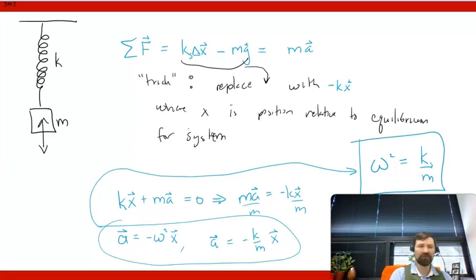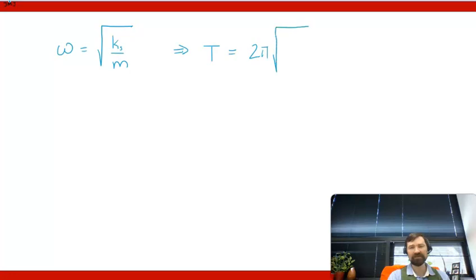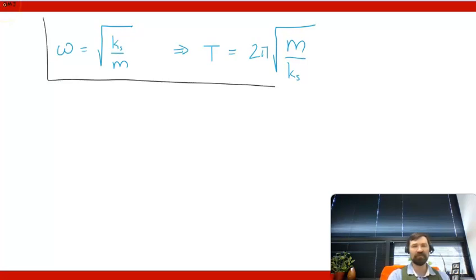So that's kind of an important equation. We could rewrite this again as omega is equal to the square root of the spring force constant divided by the mass of the system. And similarly, that means that the period T is 2 pi times the square root of the mass of the system divided by the spring force constant. Again, this is important enough to be boxable.